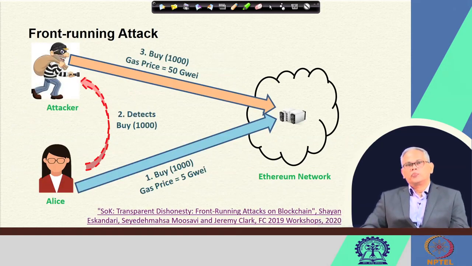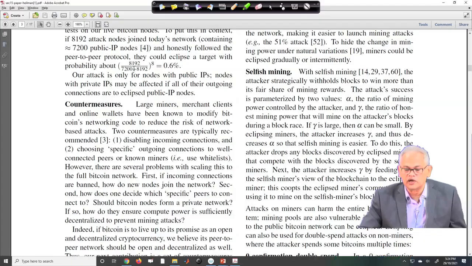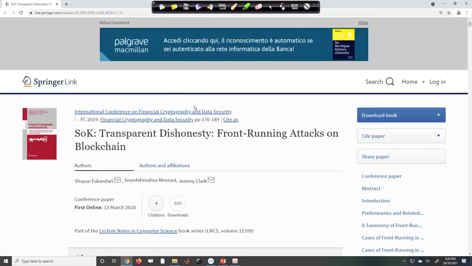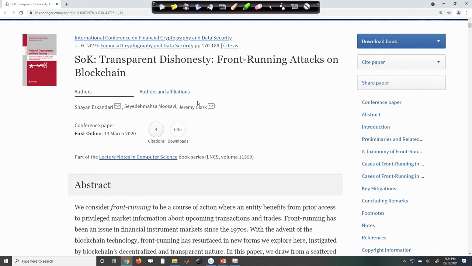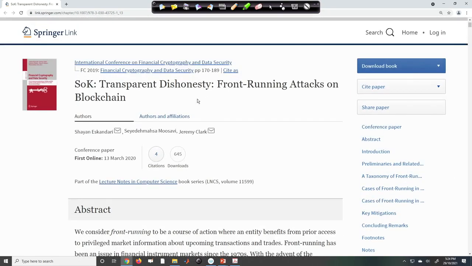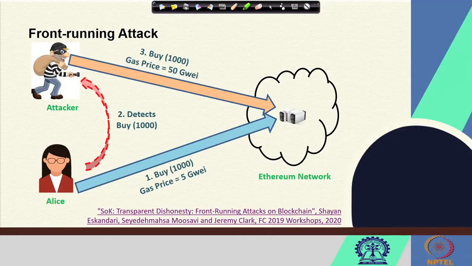Next, we talk about the final attack, which is called the front running attack. In front running attack, I will explain what the steps are, but once again I would like to remind you that for this particular front running attack, please refer to this particular paper as shown here, written on the screen. It explains this concept of front running attack in real detail, and it is very easy to read and understand. So, we will explain what is front running attack.